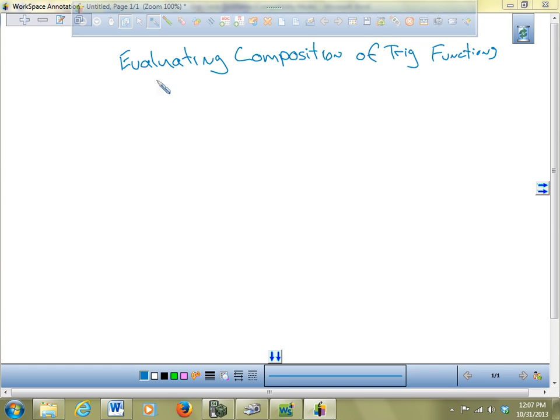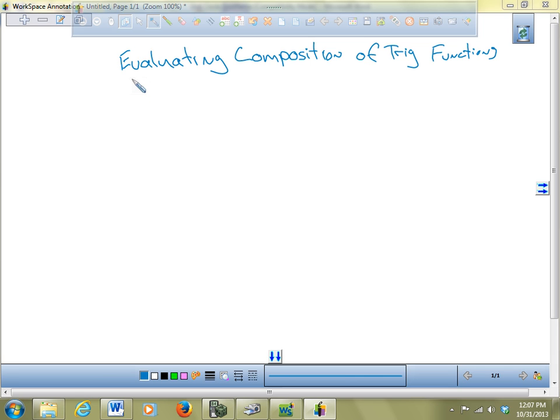We'll talk about evaluating composites of trig functions. What that is, it's a function within a function. Sometimes you can take the tangent of an inverse tangent, or the sine of an inverse sine. I'll just give you a bunch of examples. So if I have the tangent, where did I start?